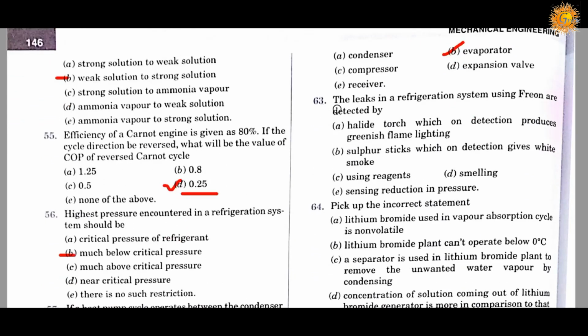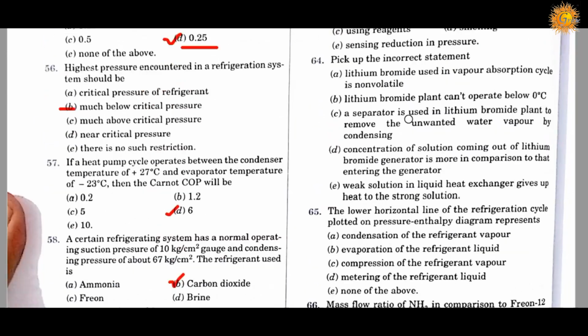Question 63. The leaks in a refrigeration system using freon are detected by: option A, halide torch, which on detection produces greenish flame light; option B, sulfur sticks, which on detection give white smoke; option C, using reagents; option D, smelling; and option E, sensing reduction in pressure. So the correct answer to 63 is A. If there is leakage in a refrigeration system using freon, it will be detected by a halide torch, which on detection produces greenish flame light. Question 64.